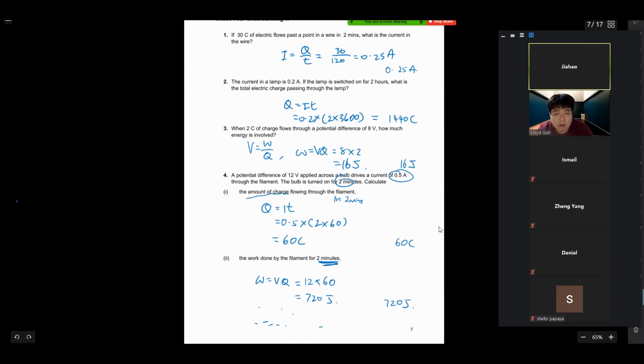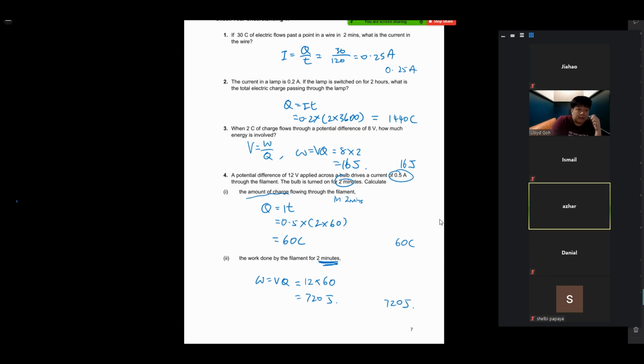Yes, volts is potential difference. Thank you. If you are okay with these 4 questions, I think it's good enough.